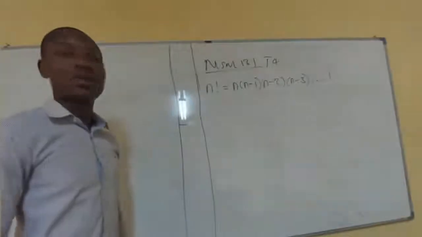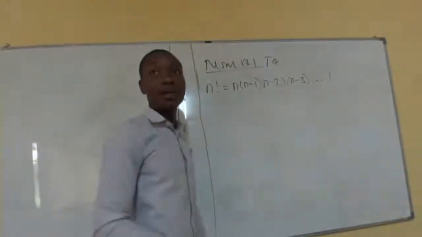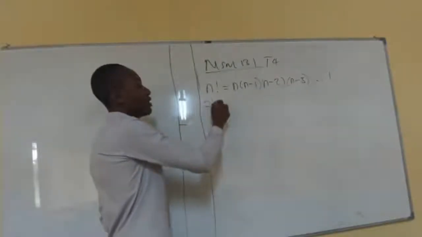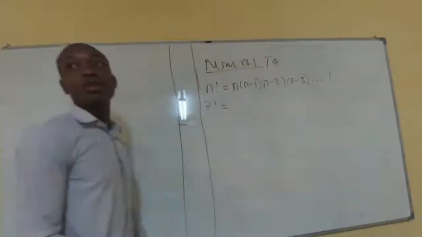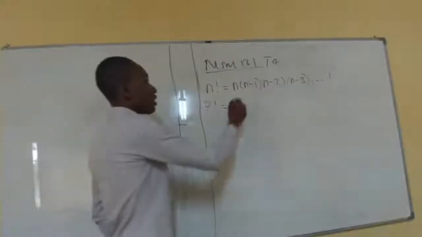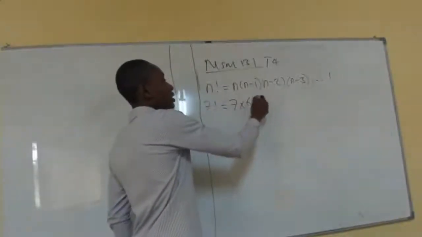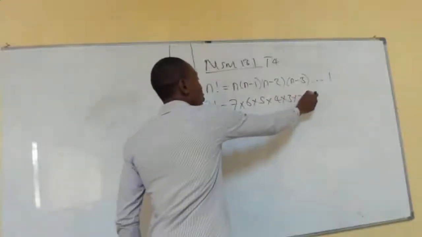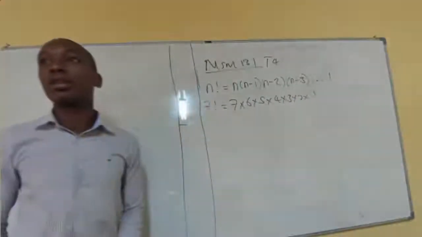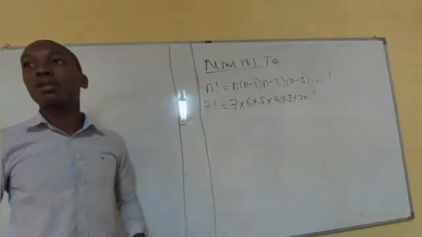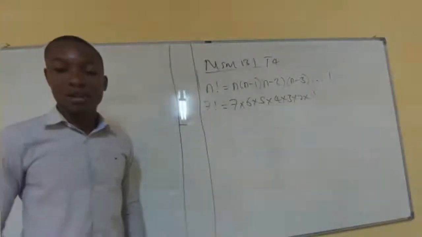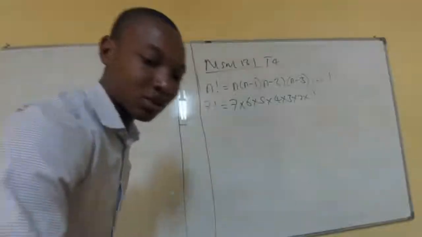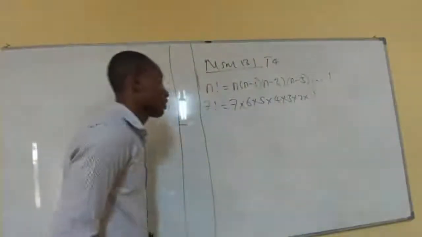So basically speaking, let's say you've been given 7 factorial. 7 factorial would be 7 times 6 times 5 times 4 times 3 times 2 up to 1. So basically that's what the factorial means.